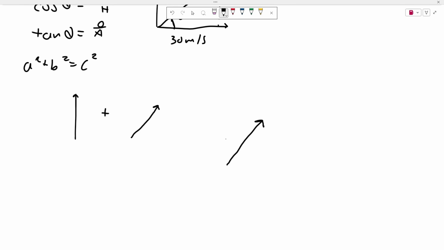So on the Regents, if they ever ask you to combine two vectors using a ruler, always measure out this vector. Let's say that this vector is 5 inches. So make sure that this vector is also 5 inches, and it's in the same orientation. Then draw in your second vector at the end of the first vector.